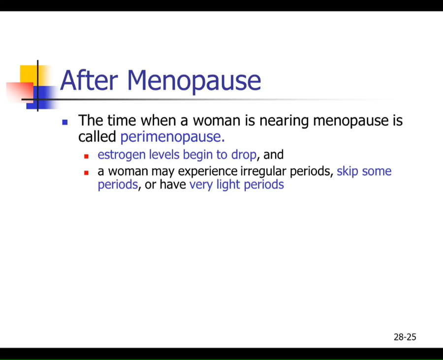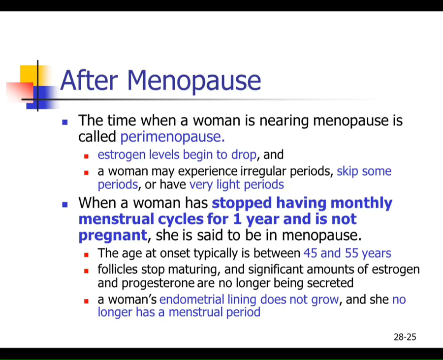So the woman will continue to have the cycling of the hormones and will continue to release an egg on average every 28 days until she gets to about the time of perimenopause. Peri meaning around. So perimenopause is the time before menopause. Estrogen levels are beginning to drop, and the woman may start experiencing some irregular periods or some very light periods. And eventually, the woman will stop having menstrual cycles altogether. Menopause, by the definition I'm using, would be after a year of no cycling, and you're not pregnant, then you are truly in menopause. So the hormone levels have dropped off, there's no more cycling.